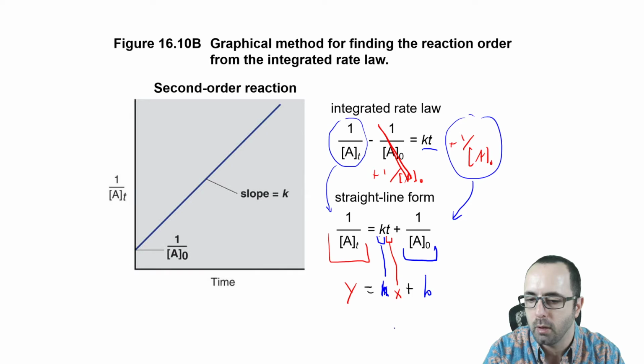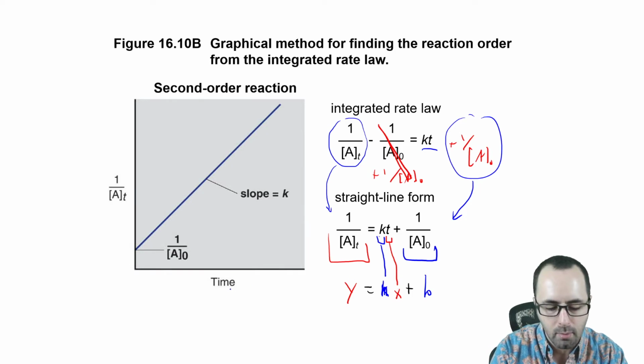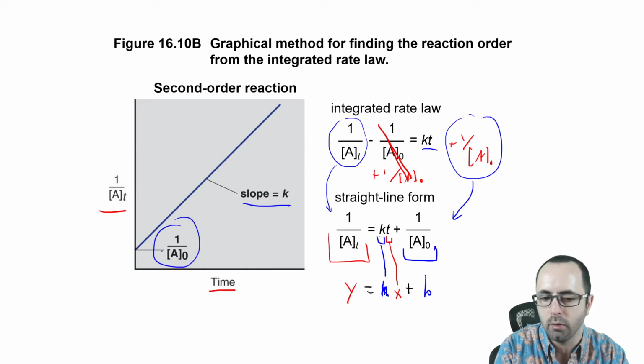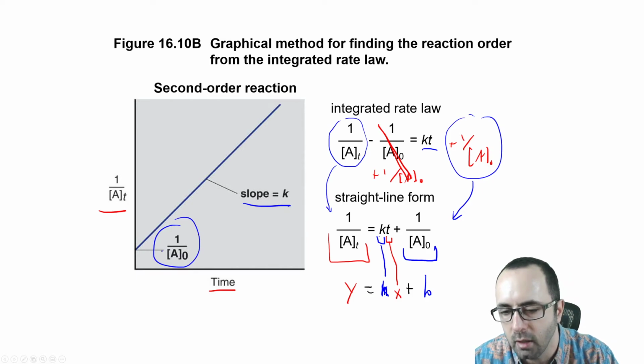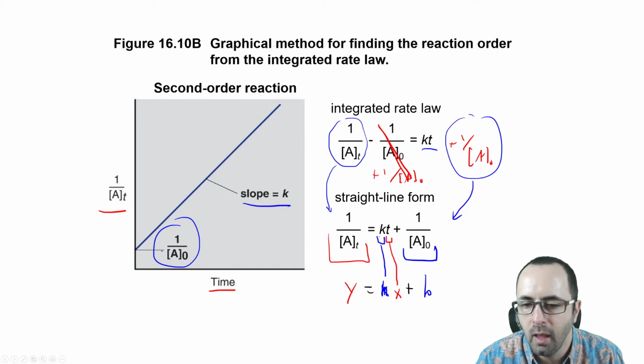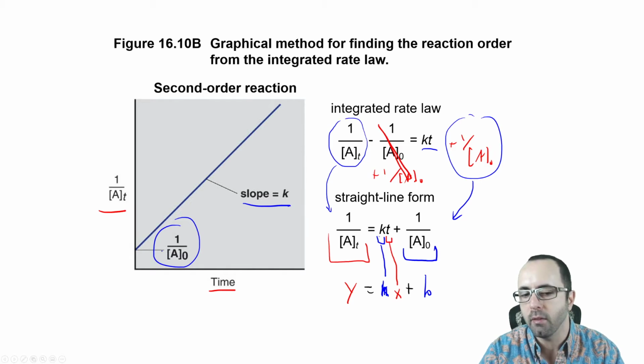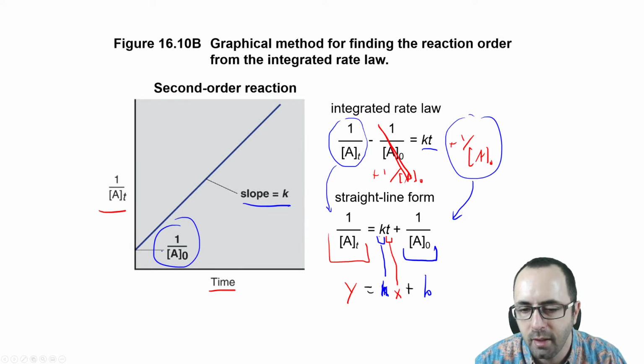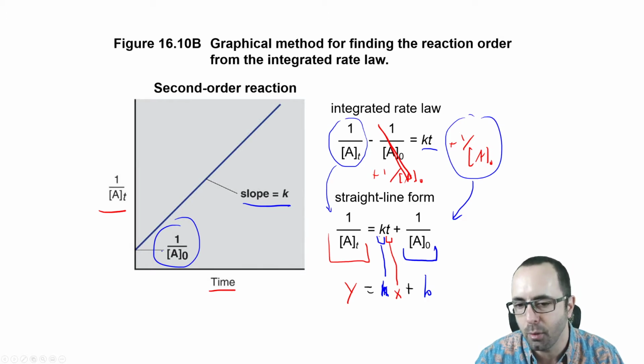So the slope is k, the x value is time, and the y value is 1 over the concentration. That means the slope m is k, and the y-intercept b is 1 over a0, 1 over the initial concentration. And so if you plot 1 divided by the concentration versus the time, and that comes out as a line, then you will know that your reaction is second order.